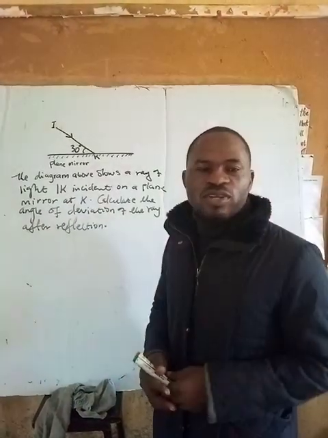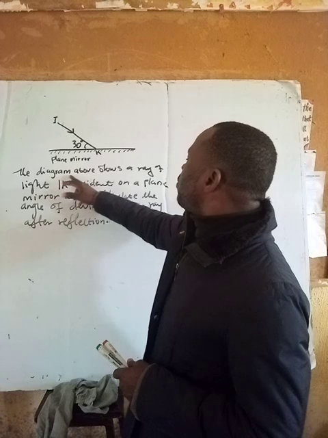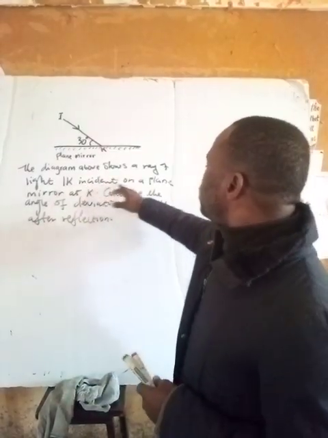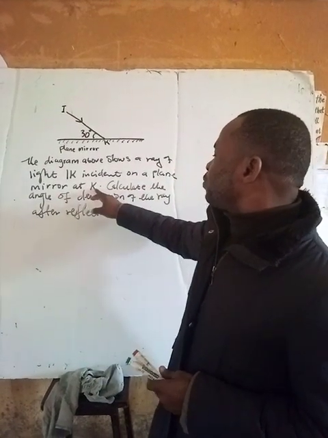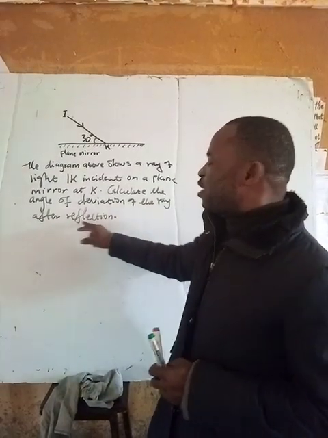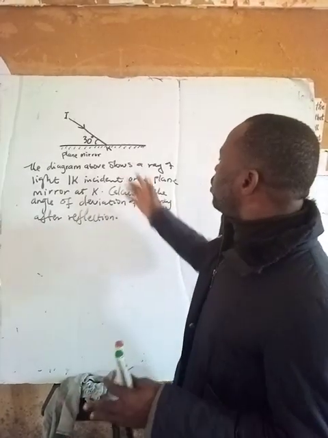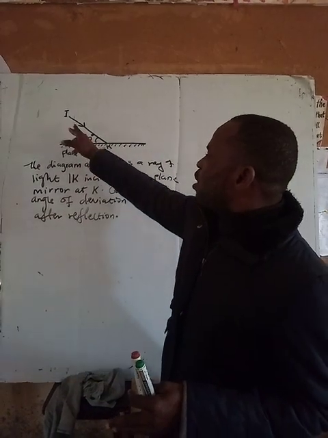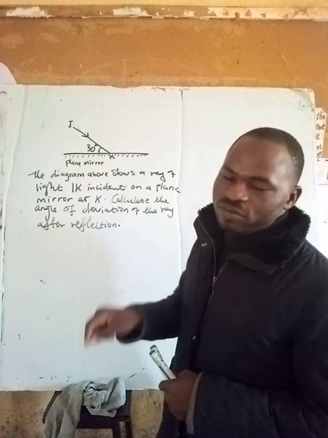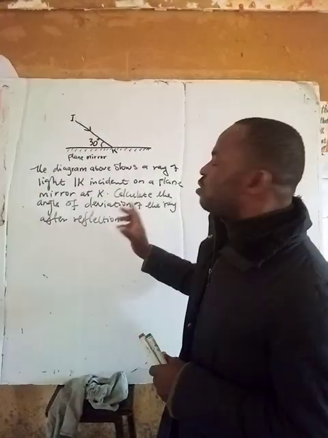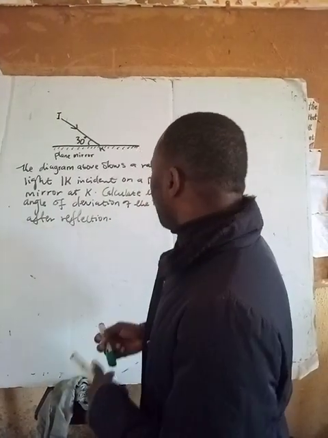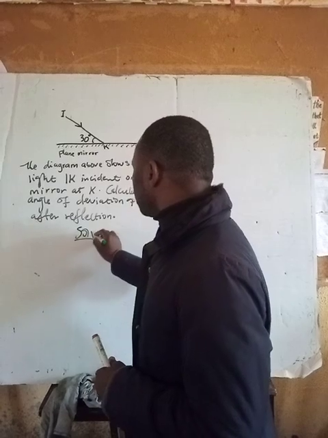So here we have a question, and the question says: the diagram above shows a ray of light IK incident on a plane mirror at K. Calculate the angle of deviation of the ray after reflection. So we have a mirror here, and an incident ray strikes the mirror at K with an angle of 30 degrees. So the question is, find the angle of what? Calculate the angle of deviation. This is a very simple question. So let's see the solution.